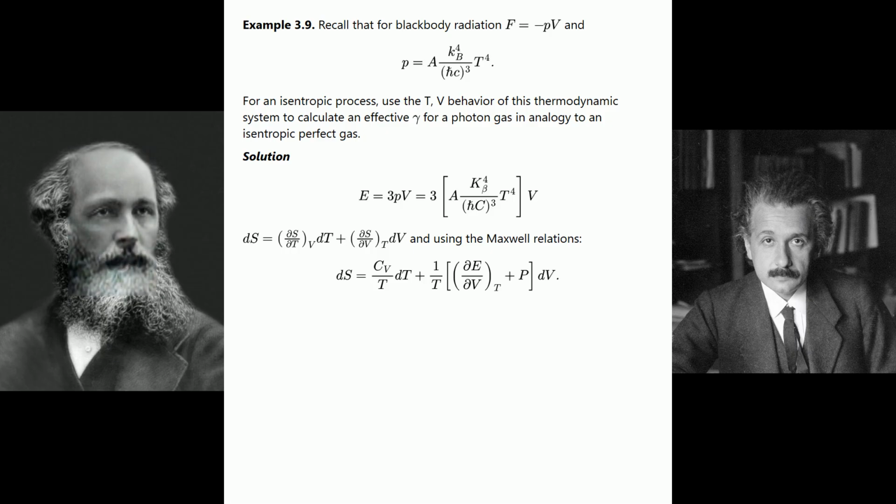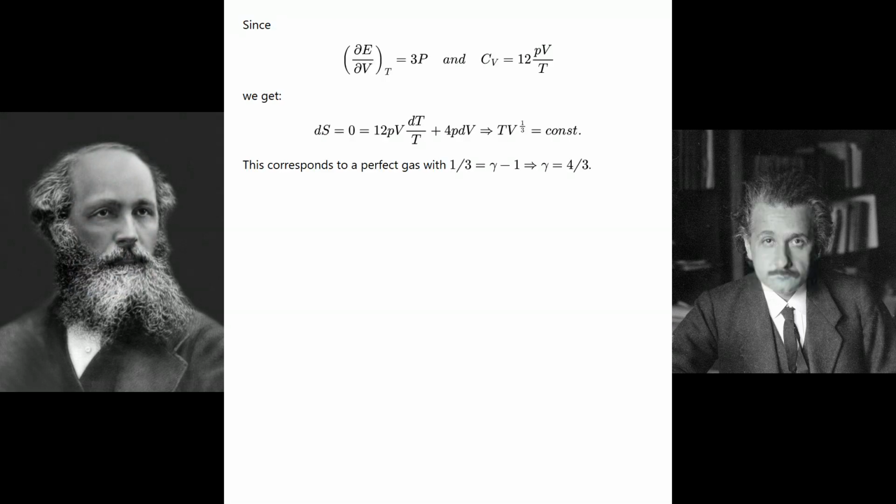Solution. See the next equation. ds equals the partial derivative of s with respect to T at constant V times dT plus the partial derivative of s with respect to V at constant T times dV, and using the Maxwell relations, see the next equation. Since, see the next equation. We get, see the next equation. This corresponds to a perfect gas with 1 divided by 3 equals gamma minus 1, which implies gamma equals 4 divided by 3.